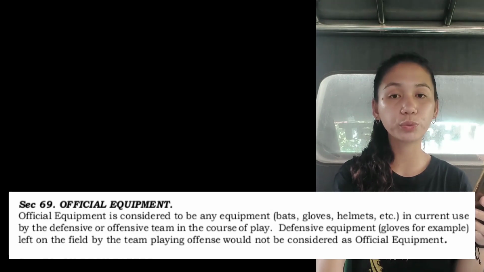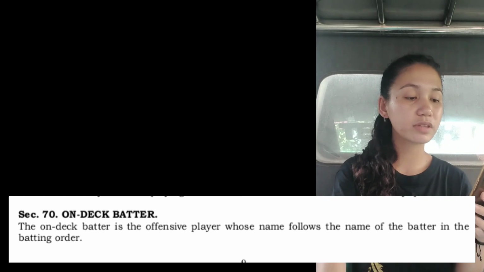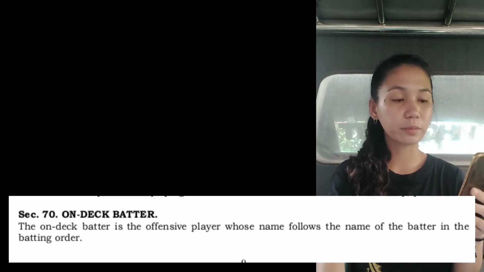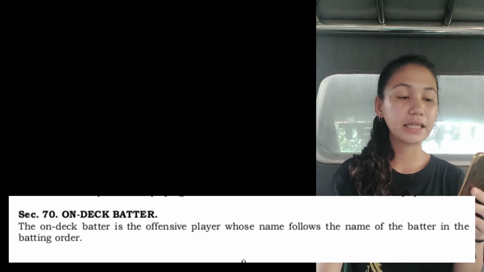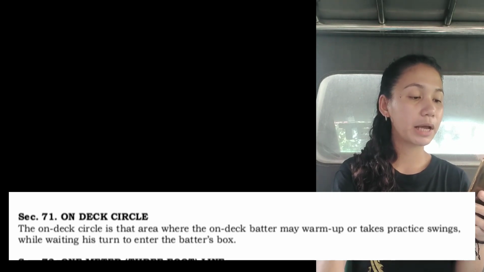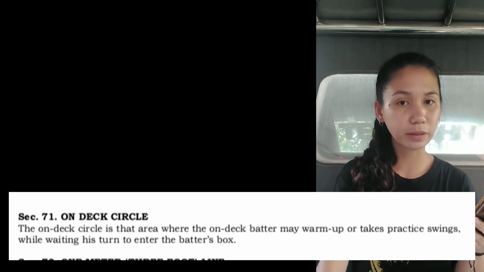So let's move on to rule number 1, section 70, on-deck batter. When we say on-deck batter, it is the offensive player whose name follows the name of the batter in the batting order. So that is section 70. Section 71 is on-deck circle. The on-deck circle is that area where the on-deck batter may warm up or take practice swings while waiting his turn to enter the batter's box. So that is section 71.